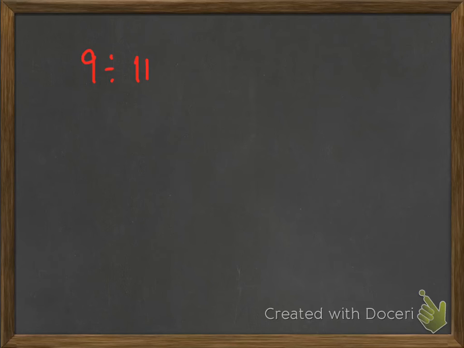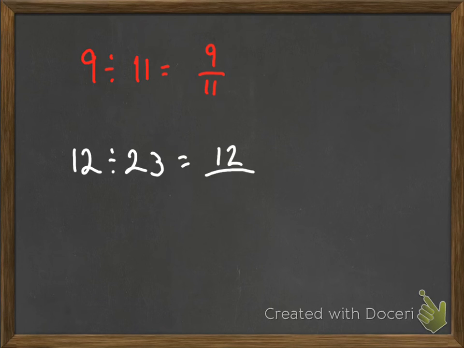Now, without a word problem, let's just look at a math problem of 9 divided by 11. You're just going to rewrite this as a fraction of 9 over 11, or 9/11. 12 divided by 23. Okay, so instead of actually doing the math problem, we're just going to do the shortcut, which is the first number is your numerator and the second number is your denominator. 12/23. How about 4 divided by 9? Same thing, first number is your numerator, second number is your denominator. 4/9. Done.